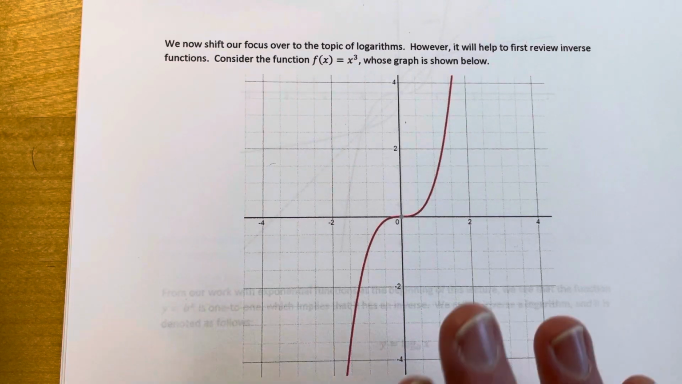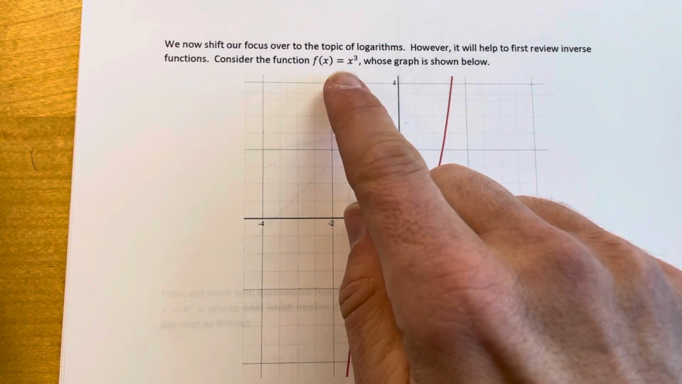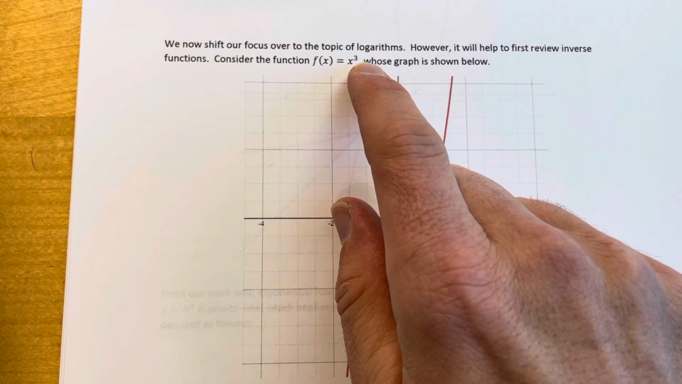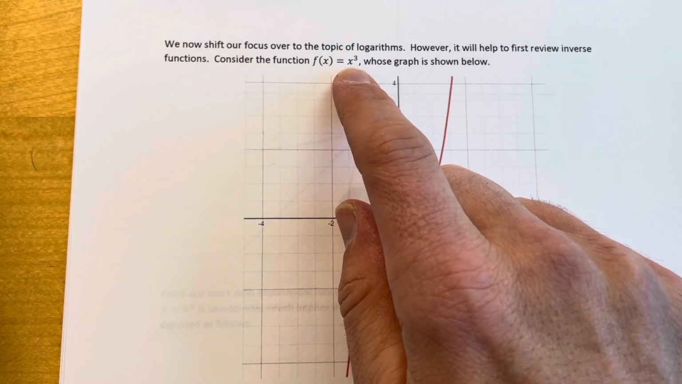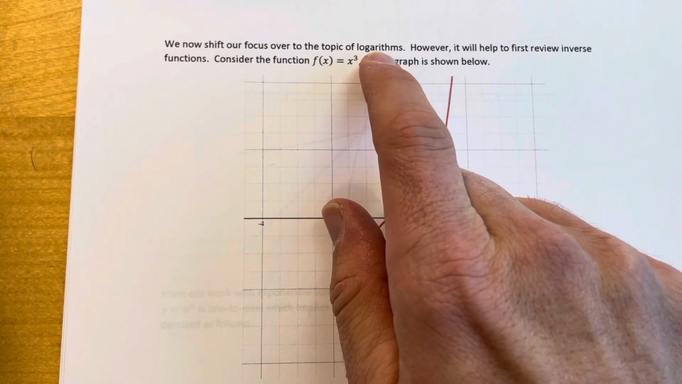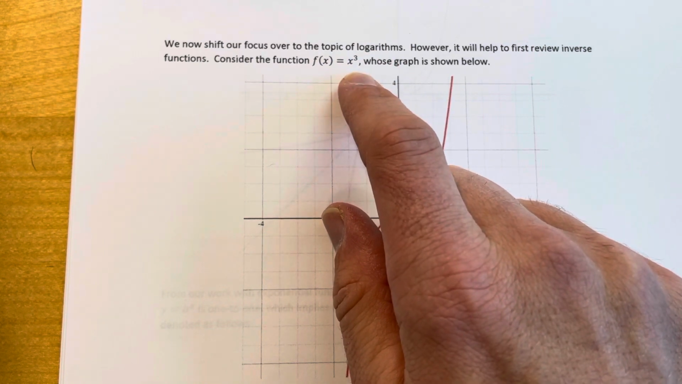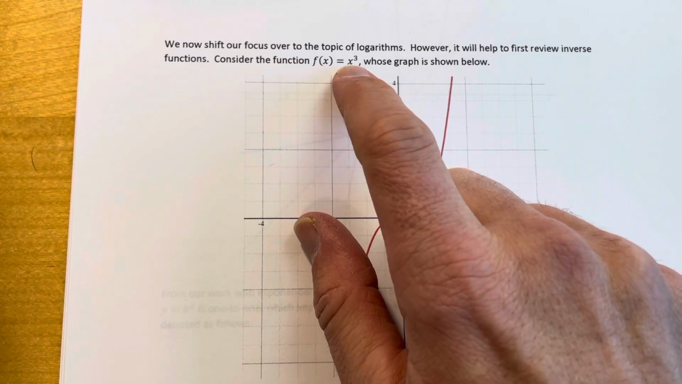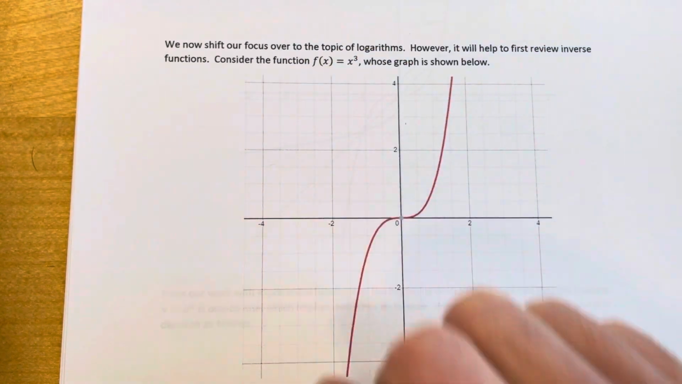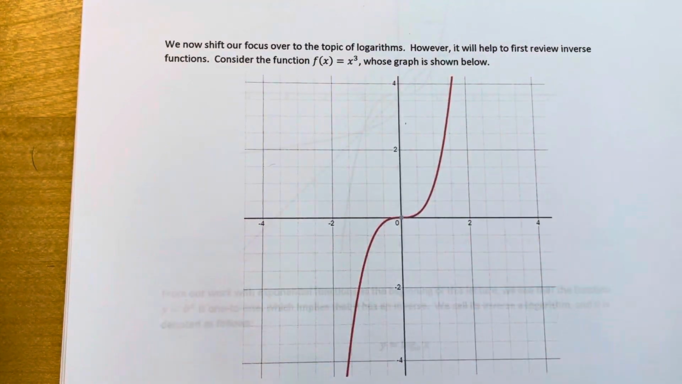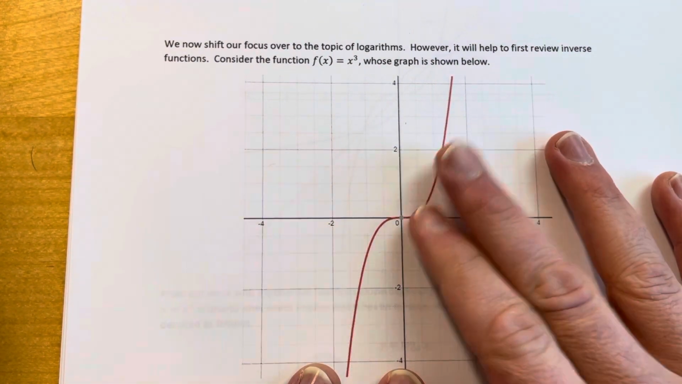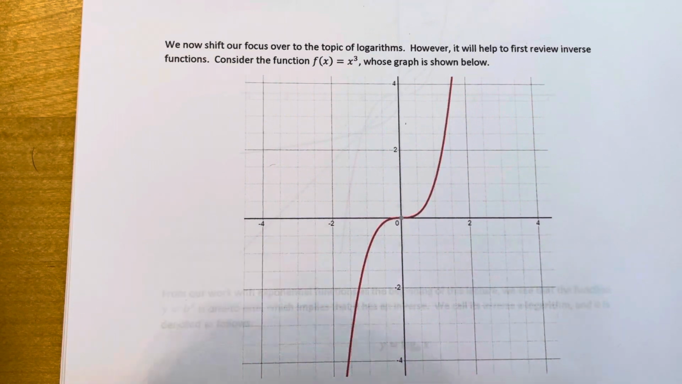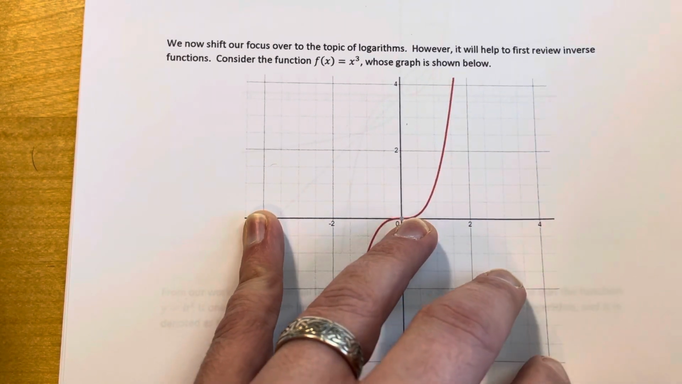So here we have a graph of the function f of x equals x cubed. This is not an exponential function. Even though it has an exponent, it's not an exponential function because the exponent is a constant. Exponential functions have a constant in the base and a variable in the exponent. This is what we call a power function. Now, this graph has some important properties to it, but I just wanted to show it to you there. Let's move on to here.